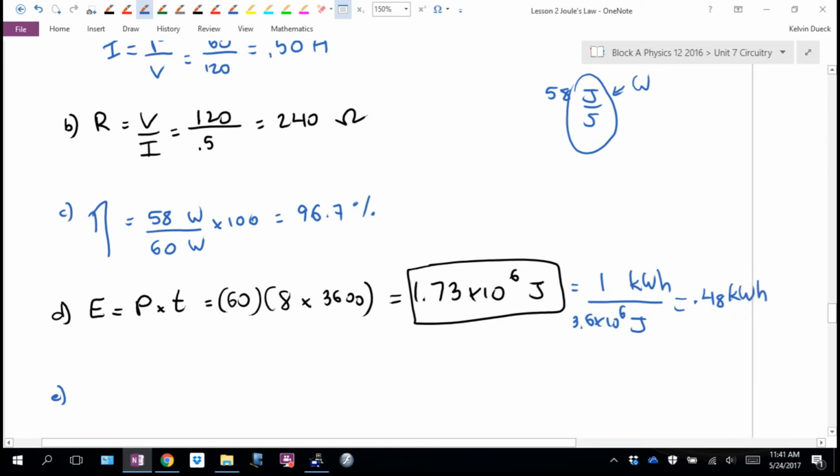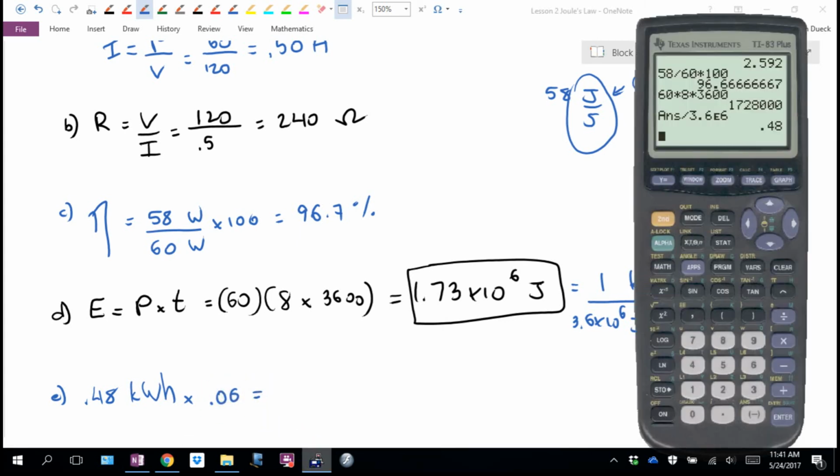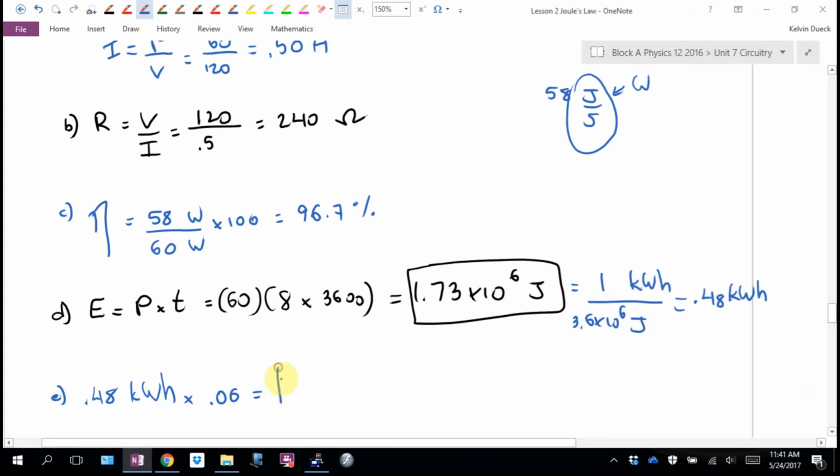And now I can calculate the cost. It's going to be 0.48 kilowatt hours times, how much is it per kilowatt hour? Really? Yeah. Again, we make electricity too cheap. It's going to cost you about 3 cents to run this thing for 8 hours. So why do we turn lights off? For the world, not for our wallet. Okay.